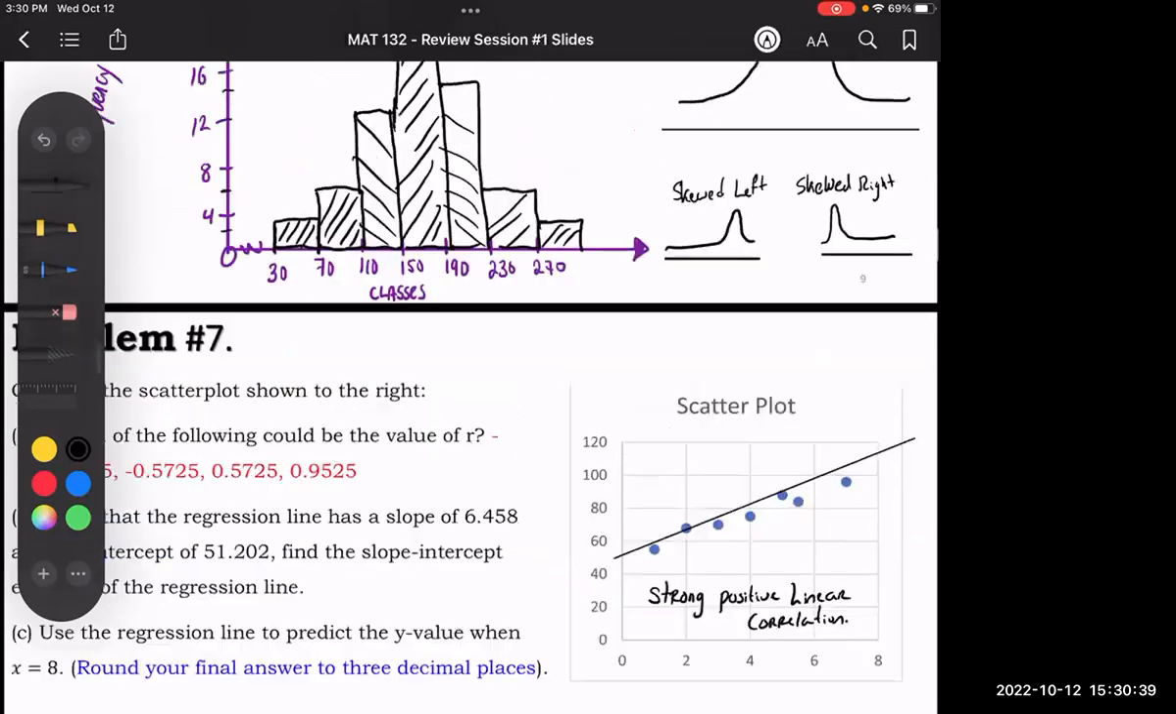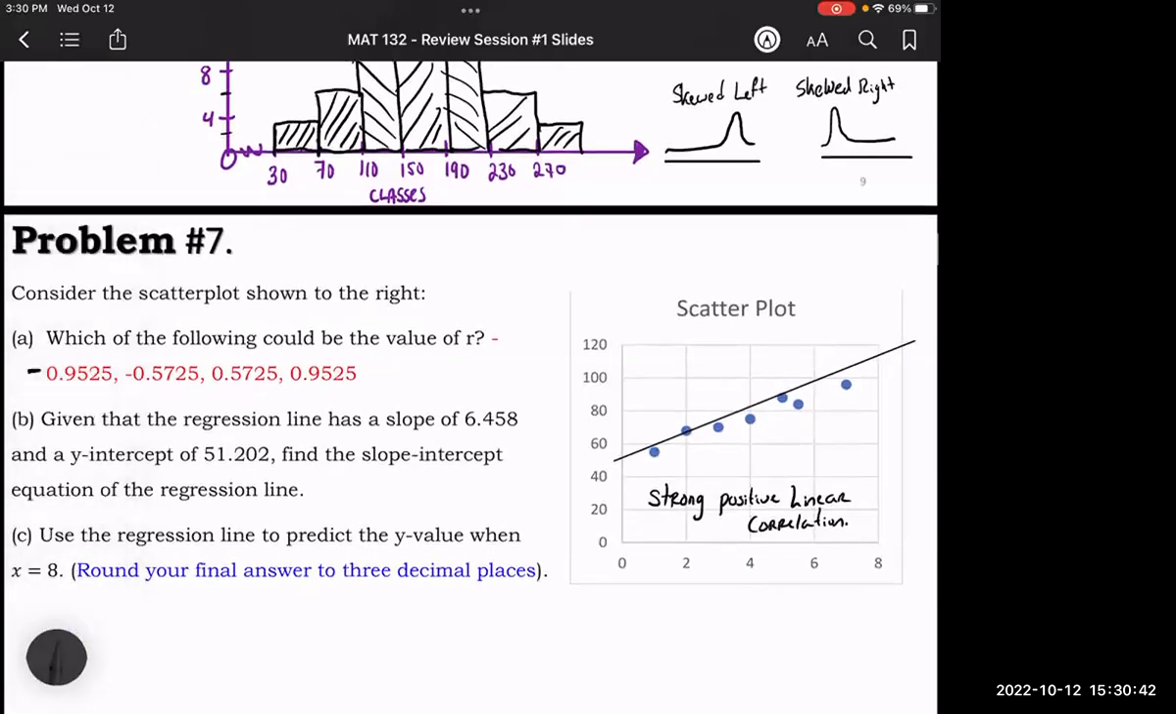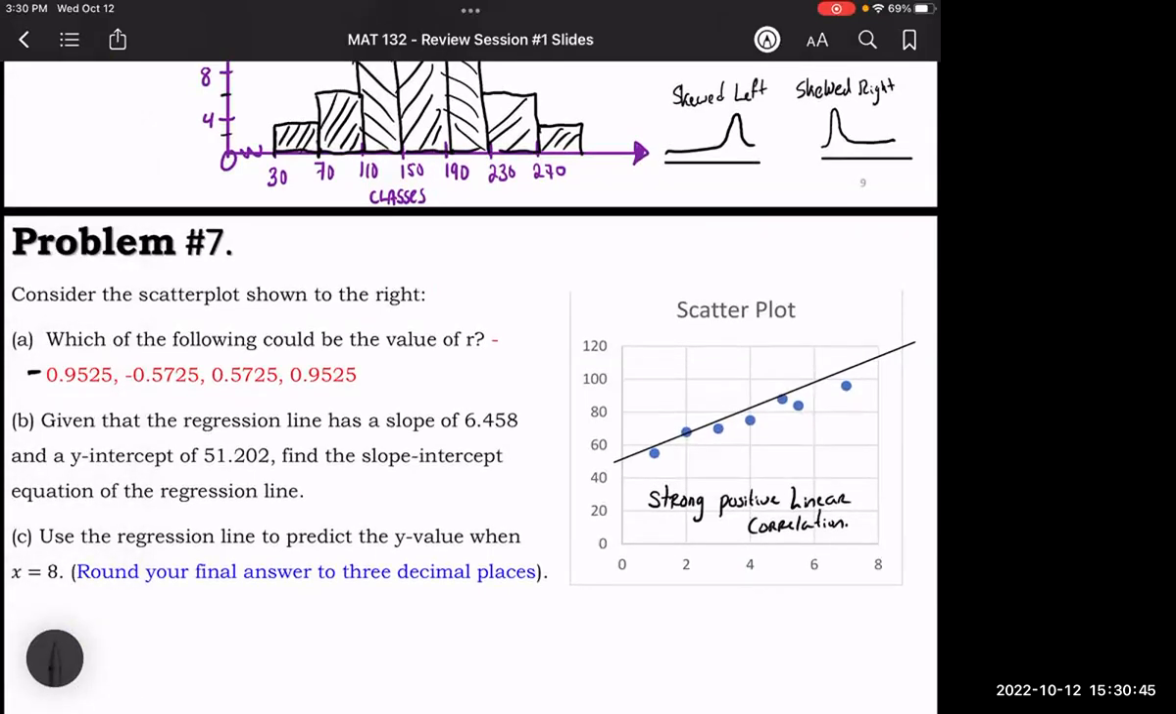So the question now was to talk about what is the value of R. Looking at your 4 choices, what could be the value of R here? Or sorry, how about this? What 2 values do not make sense at all? Yeah, the negative ones do not make sense because if it was negative, the line would have been decreasing. So you could get rid of those. So you just have 0.5725 and then 0.9525. But which one do you think it is? 0.5725. What were you going to say? Unfortunately, it's going to be the 0.9525.